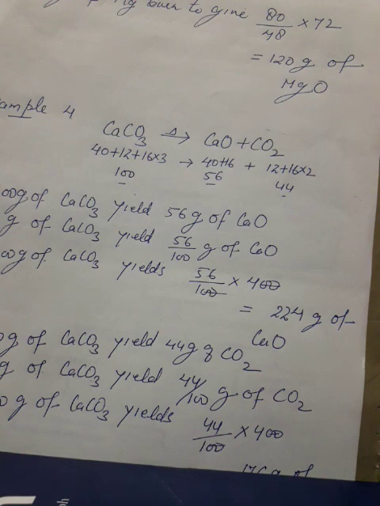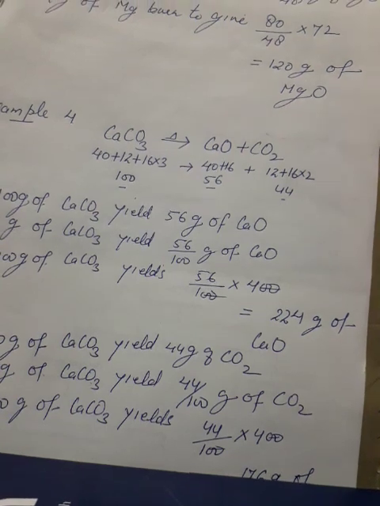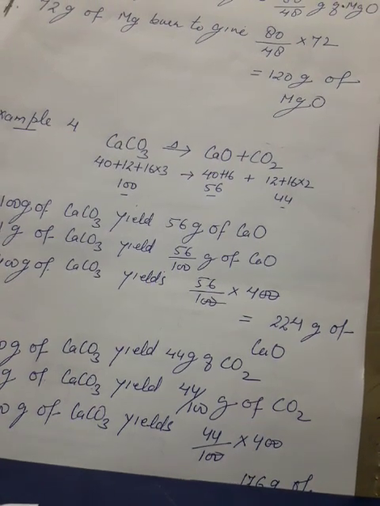From the equation, it is clear that 100 gram of calcium carbonate decomposes to give 44 gram of carbon dioxide. So, 1 gram of calcium carbonate will decompose to give 44 upon 100 gram of carbon dioxide. Therefore, 400 gram of calcium carbonate will produce 44 upon 100 into 400. Now, we can calculate what we'll get: 176 gram of carbon dioxide. That's it. Practice the rest of the numericals. Thank you.